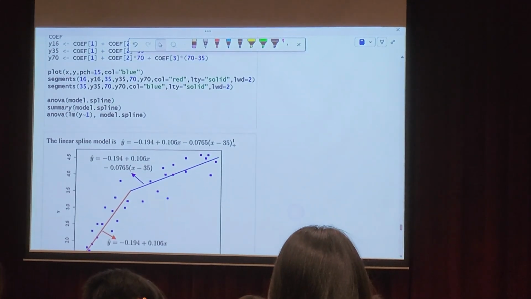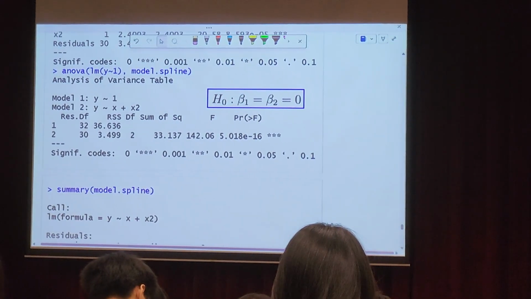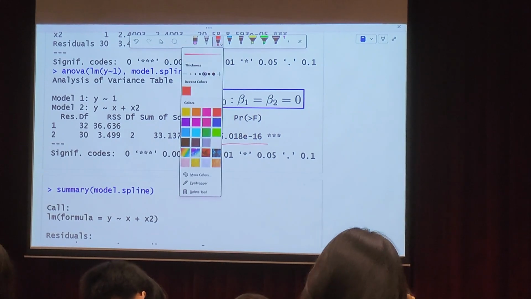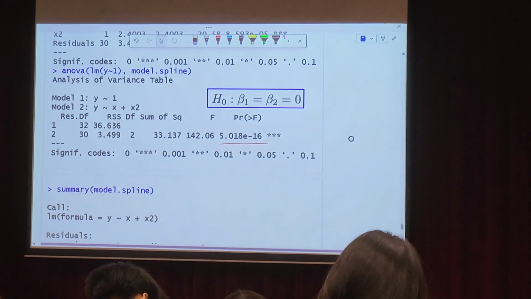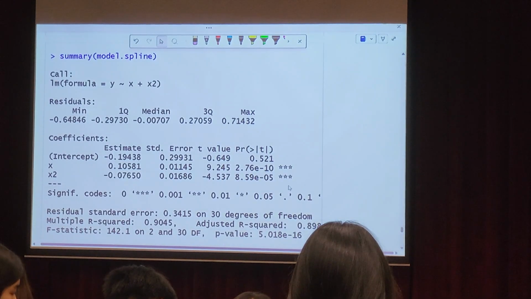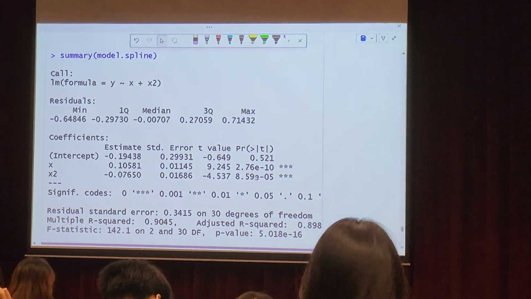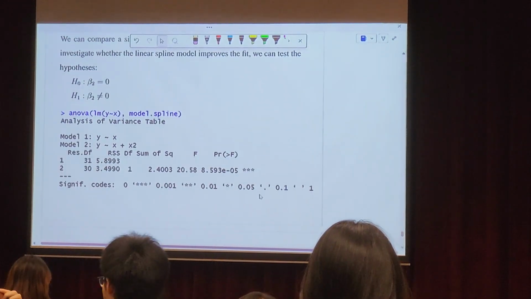Okay, beta 1, beta 2. We can test the overall model. It's highly significant. Yeah. So next, we can test, and then you can see that both are highly significant, both of the parameters. So it looks like it's a good fit.